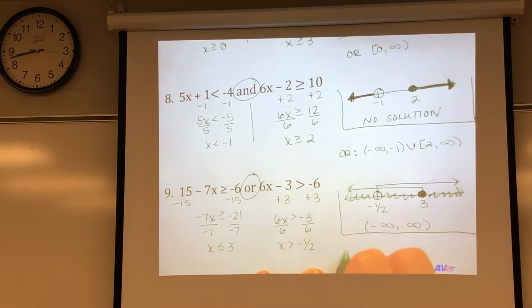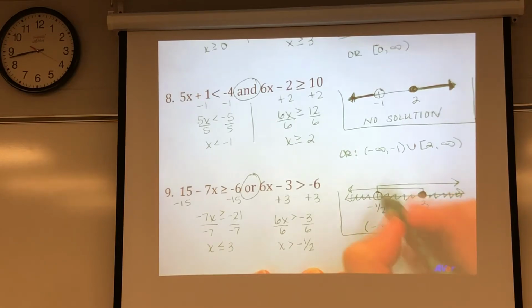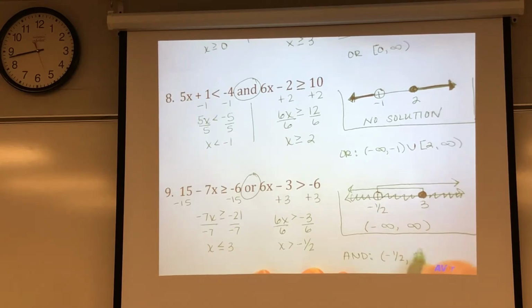Now, if the word in the middle had been and, remember we'd be looking for where they overlapped, and they would overlap in the middle there. So we would say parentheses, negative 1/2, 3, bracket.